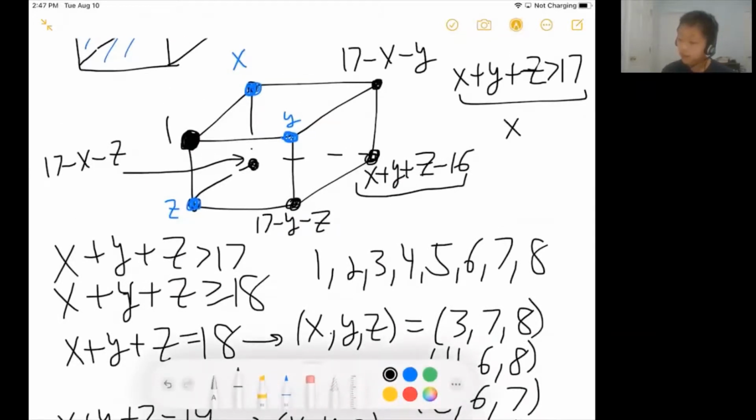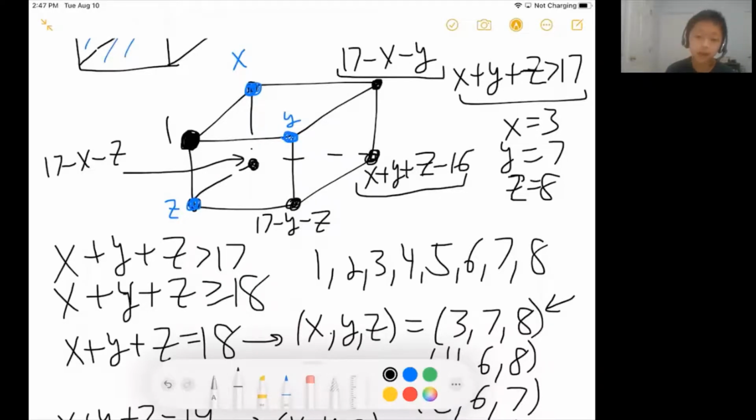If x equals 3, y equals 7, z equals 8, so we're talking about this case right now. The reason this case won't work is because if you put x equals 3, y equals 7 into here, then 17 minus x minus y is going to be 17 minus 3 minus 7, which is 7. So this is going to be equal to 7. But if this value is 7, and y is also 7, that means you've used the same number twice, and you can't do that, which is why 3, 7, 8 does not work.